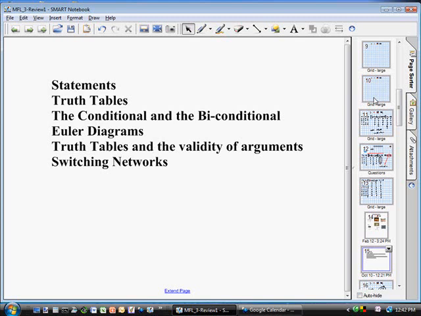So, how many of you would like me to start with statements? I'm going to change colors here so I'm ready to go. Anybody? Statements? Truth tables?